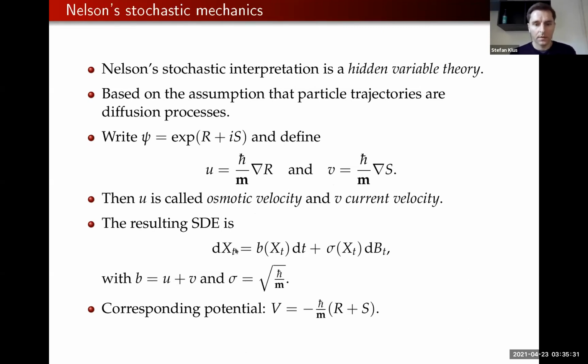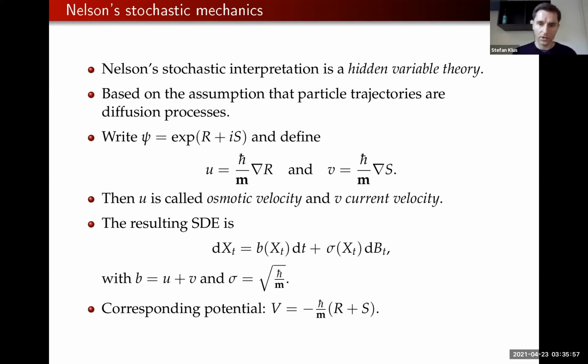So that means that the corresponding potential is now potentially time dependent. So we have this R plus S here. And this is more general than this ground state transformation. For the ground state transformation, we assume that the ground state is strictly positive. If there are nodes, and this was also asked yesterday, then there are certain problems, because then the state space is basically split into several different regions.